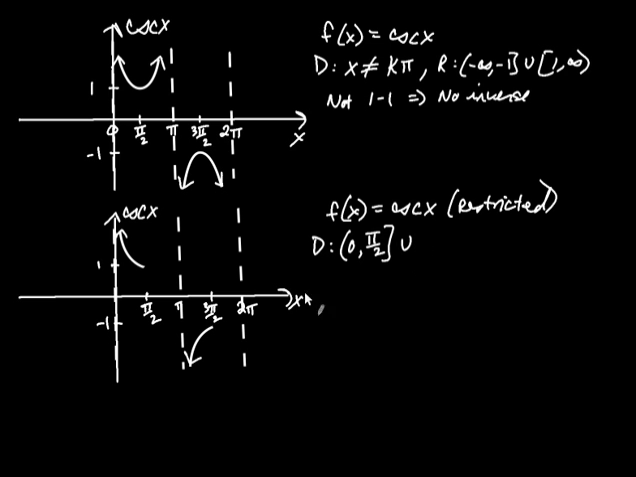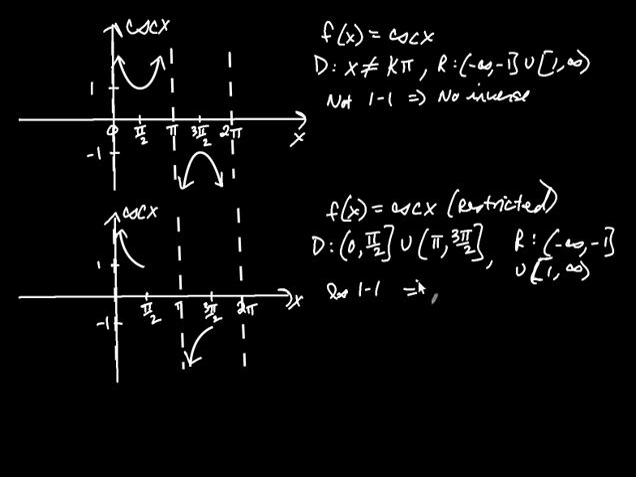Okay, union, how would you describe this? Well, that would be pi to 3 pi over 2, right? Including 3 pi over 2. And once again, this is the first and the third quadrants. And the range, of course, the benefit of this is that the range is still negative infinity to negative 1, union 1 to infinity, with a bracket on the 1. Okay, now this function is 1-to-1, and that implies there's an inverse.